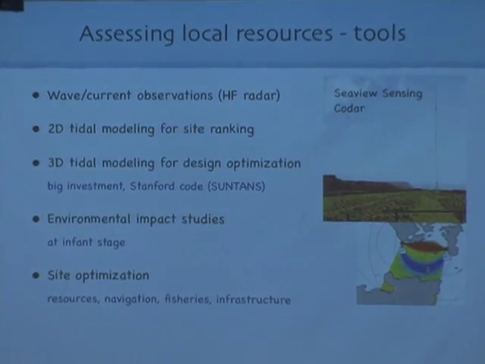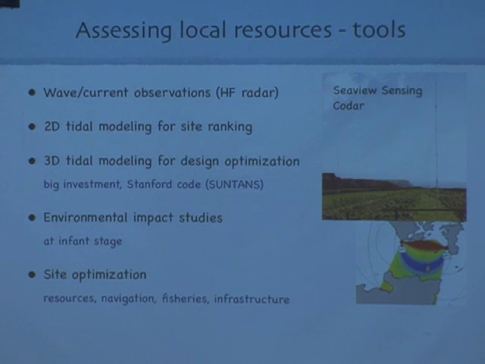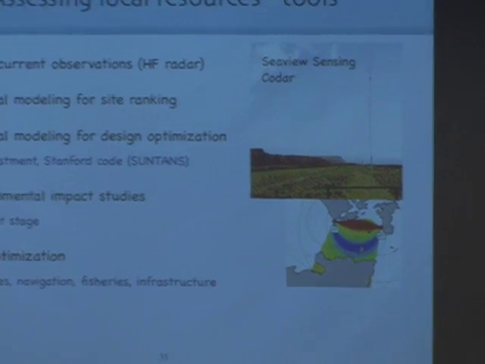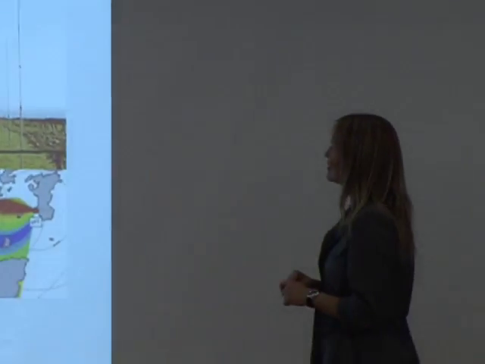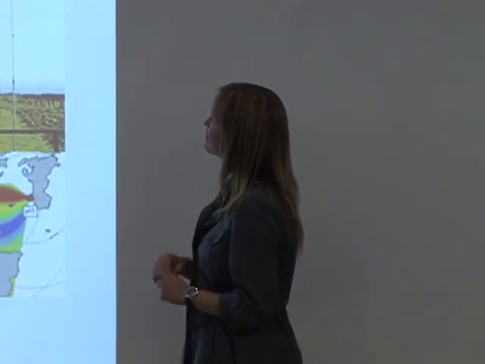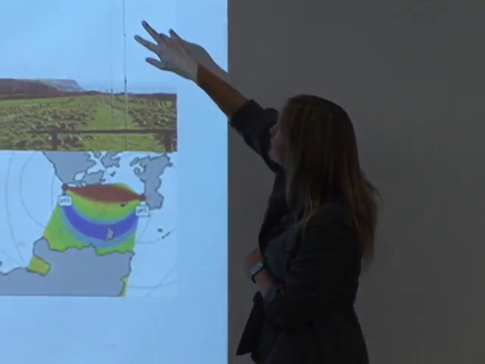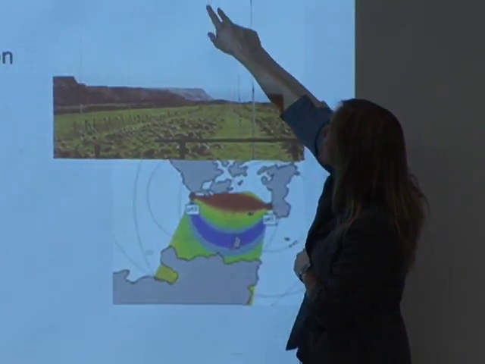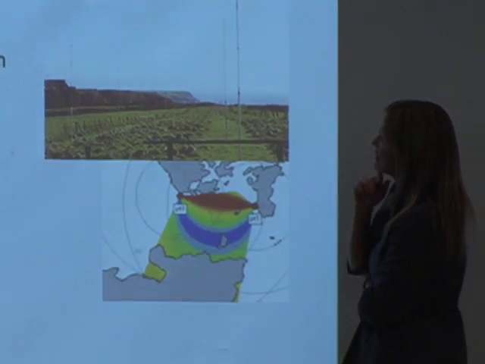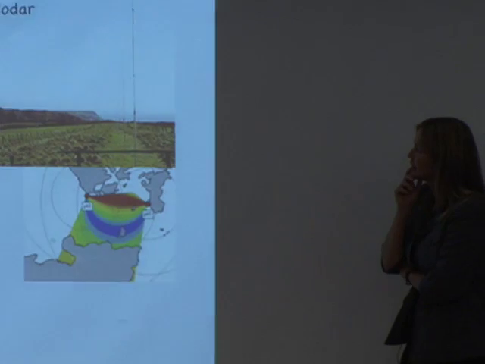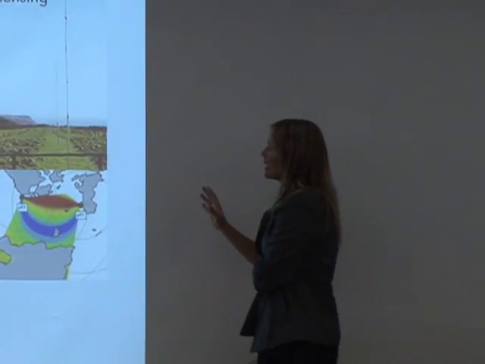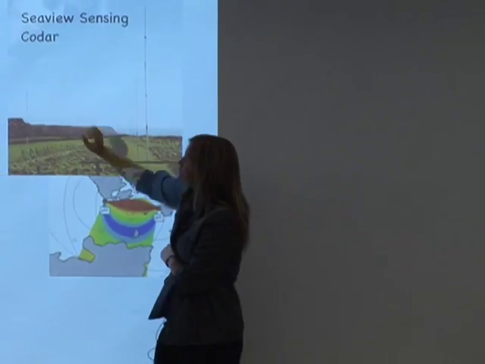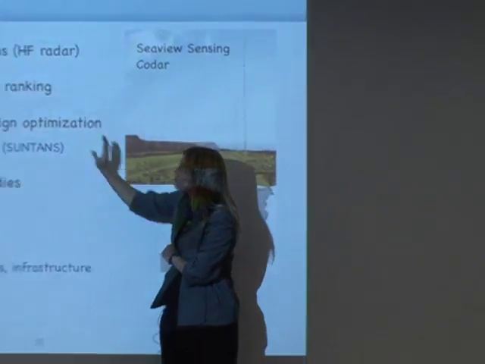Now the good thing is there's a lot of radar out there for military reasons. And the bad news is they don't really want you using it all the time to look at different frequencies than those from enemy submarines, right? So there's 2 HF radar systems in the world that are used, Seaview Sensing, which is UK-based, and CODAR, which is California-based.